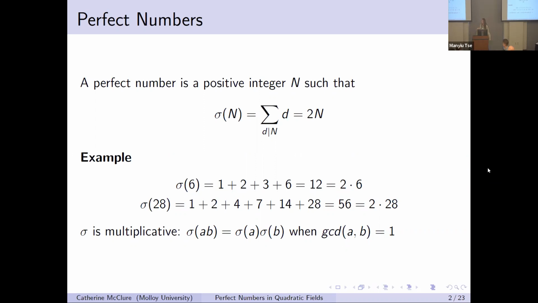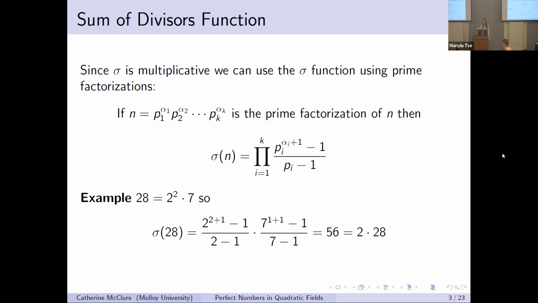A nice property to have is that sigma is multiplicative, which just means sigma of a times b is equal to sigma of a times sigma of b when GCD of a and b is 1. Because we have that nice property of being multiplicative, we can use prime factorizations in our sigma function. This is what it comes out to be if n is equal to all these primes. This is our prime factorization, and here is an example with 28. We use its normal prime factorization, and it still comes out to be 2 times 28.